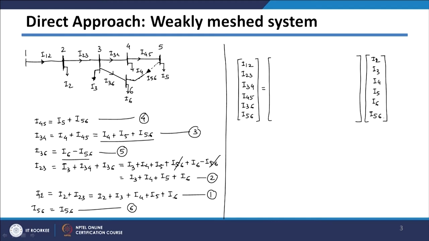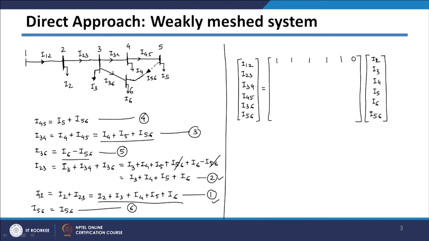After knowing these equations, I can easily write the matrix. From equation number 1 you can see we have all the currents except I56. So here there will be one entry everywhere except for I56, because in equation number 1 we do not have the I56 current.